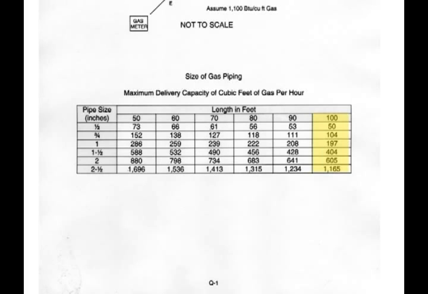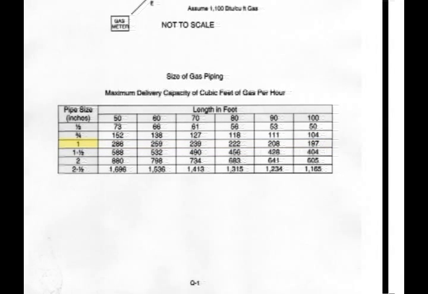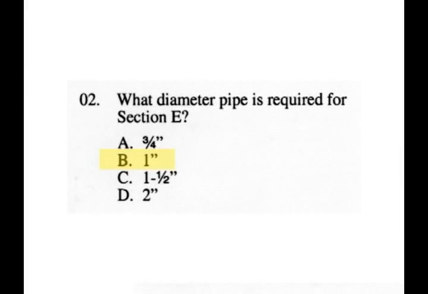We look in the 100 line. We look for a number that is greater than 191. We come down 3 steps in that column: 50, 104, 197. So 197 is just a little bit more than we need. 197 would be the number that we would use. Go back across the chart all the way to the left-hand side. The pipe size for that is 1 inch. And the answer is letter B, 1 inch.